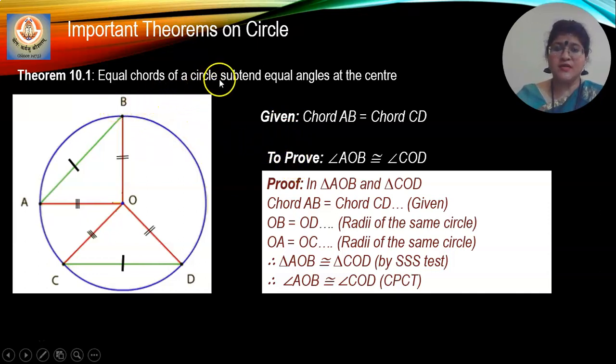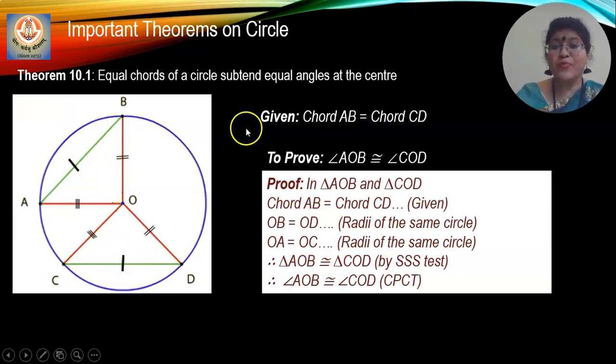Equal chords of a circle. So draw 2 chords of a circle. Anywhere on this circle, you will take 2 chords. I've taken chord AB and chord CD. These 2 chords are of equal length.